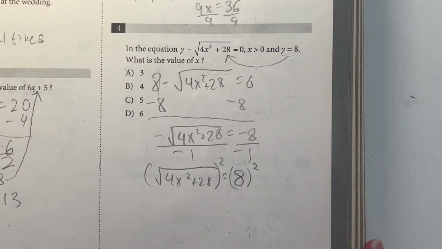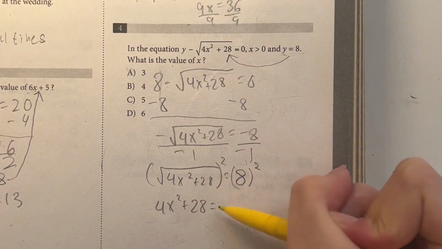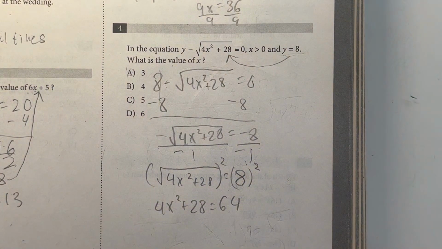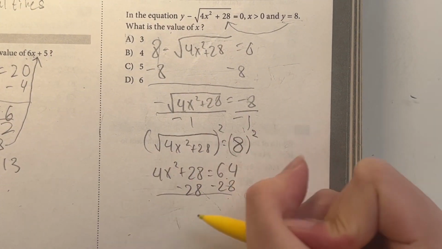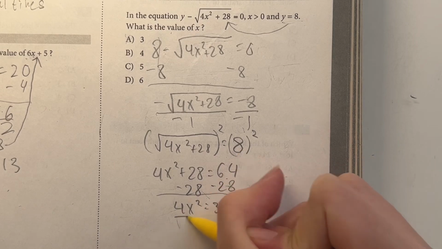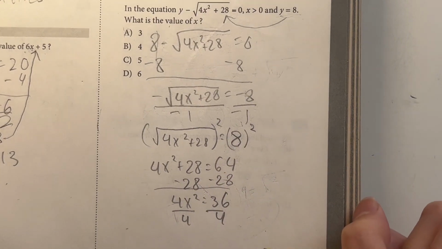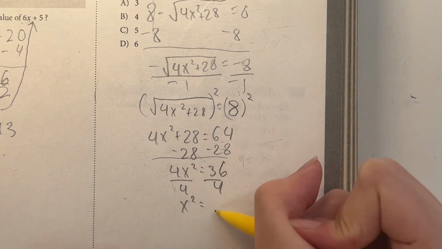That's going to give me 4x squared plus 28 is equal to 8 squared, which is 64. And now we just solve for x from here. So we subtract 28 on both sides. That's going to give us 4x squared is equal to 36. Divide 4 on both sides. X squared is going to have to be equal to 36 divided by 4, which is positive 9.